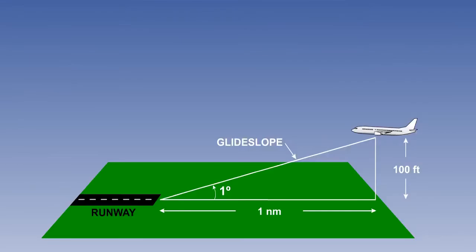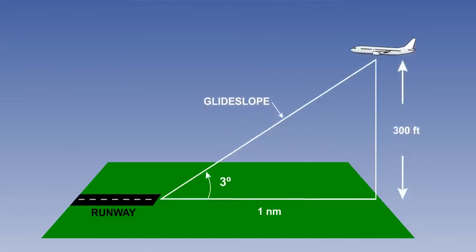From now on, we will use the term mile to mean nautical mile for brevity. Statute miles are rarely used in aviation. Most glide slopes are set at 3 degrees, or some angle close to it. So, if 1 degree gives 100 feet at 1 mile, 3 degrees will give 300 feet at the same range.